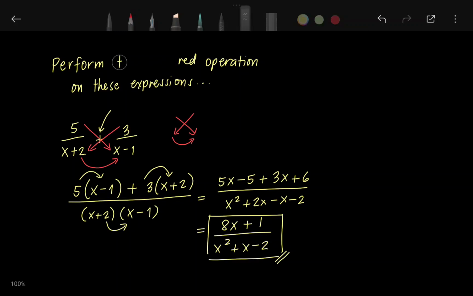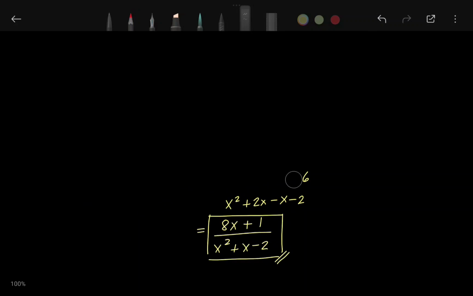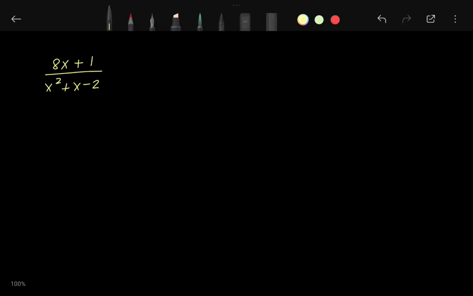Alright. But what if the given is this whole fraction, and we would like to see the partial fraction decomposition? What were the original fractions that were added or subtracted that became 8x plus 1 over x squared plus x minus 2? So, we should be able to go back to the given, okay?